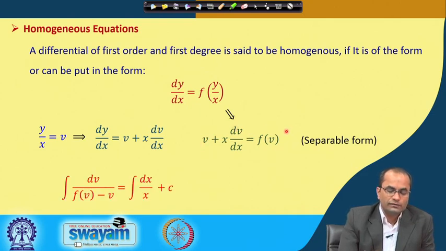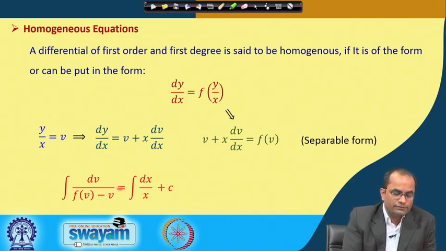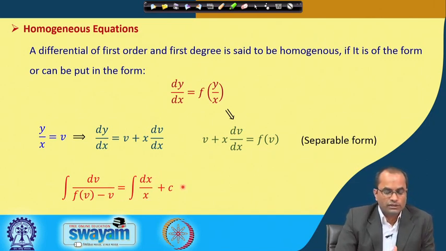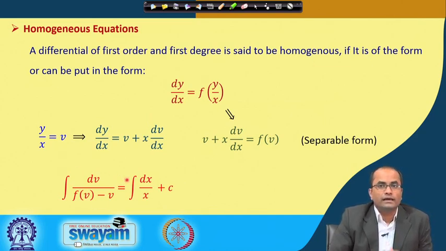Now we can write down the solution: dv over f of v minus v is equal to dx over x plus c. That is the separable form which we can integrate and find the solution. After that, we can replace v by y over x to get the solution in terms of y and x.